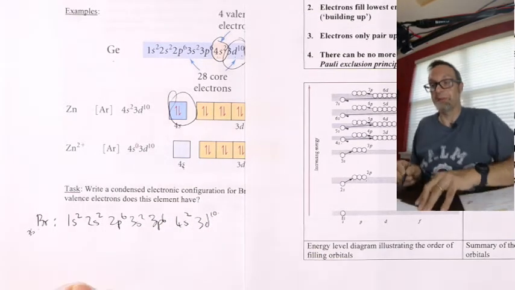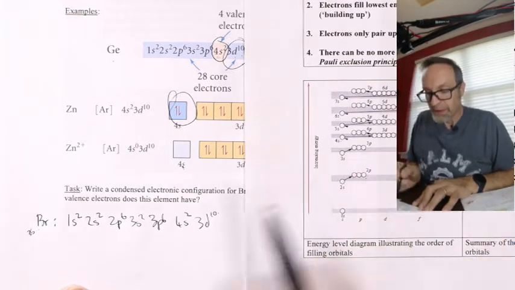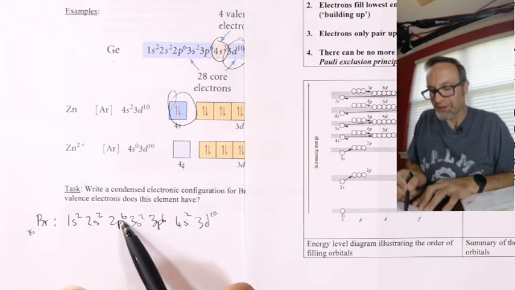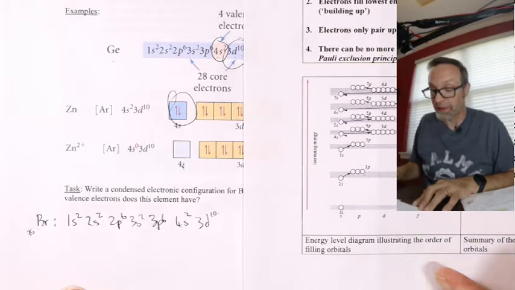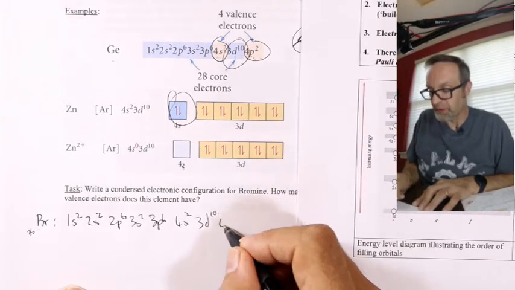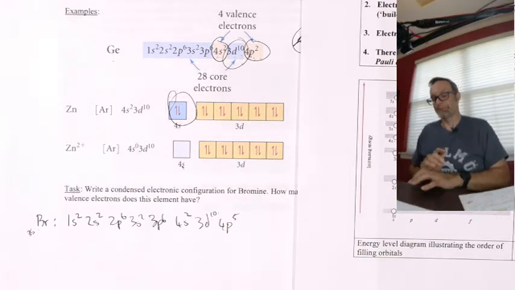Let's just double check how many electrons we've got now. So I'm up to here. 2 and 2 is 4, and 6 is 10, 18, 19, 20... I've got 30, so I need 5 more electrons. What's the next one to fill? 4p, up to 6, but I'm having 5. There we go. That's it.